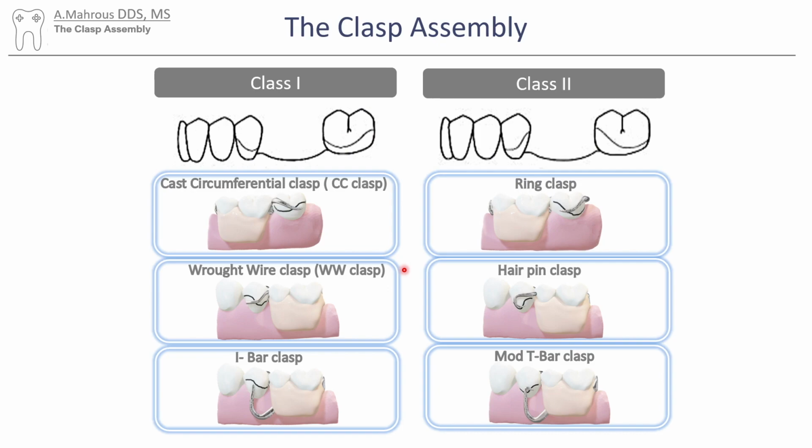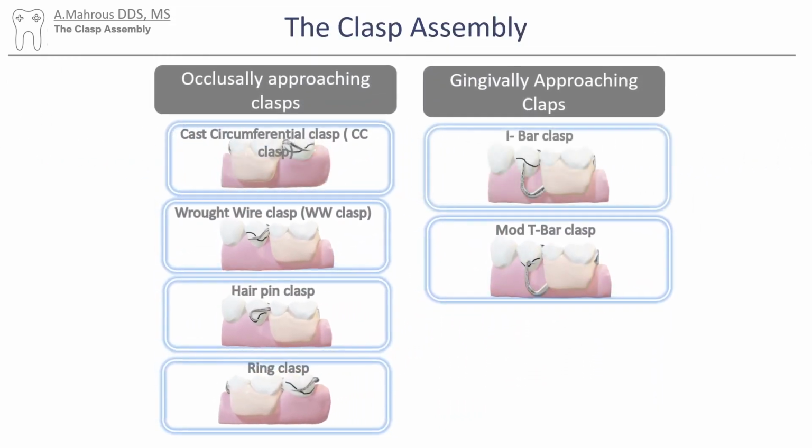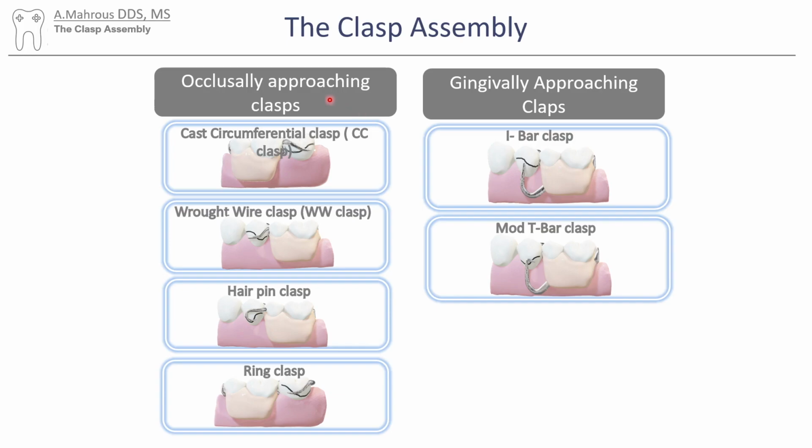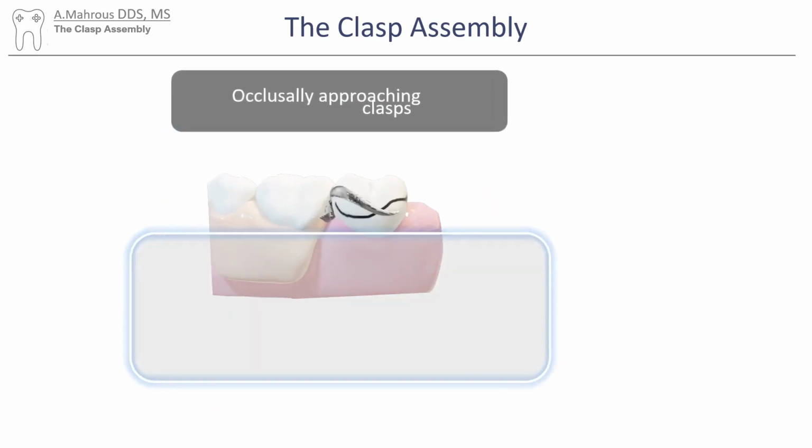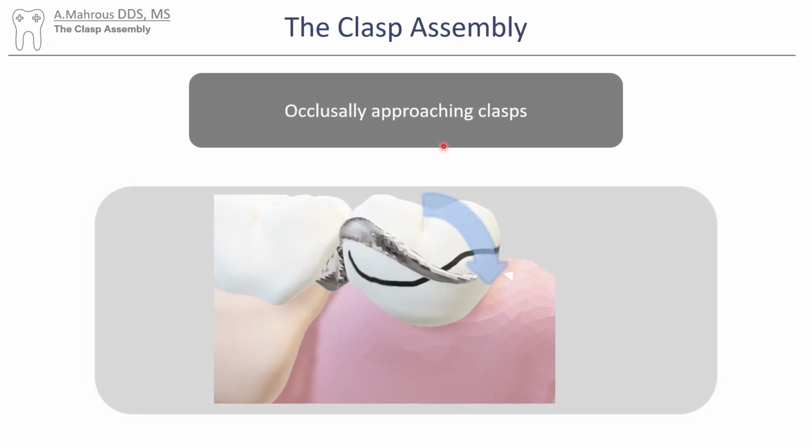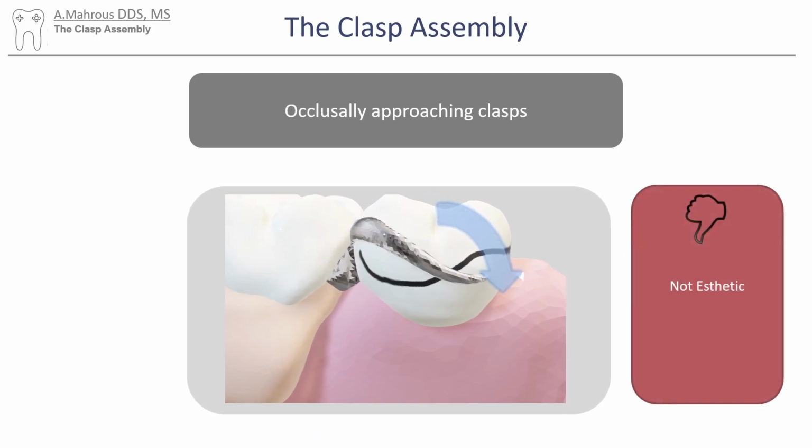In addition to categorizing clasps according to the survey line which they are used with, clasps can also be categorized according to their approach to the undercut into occlusally approaching clasps and gingivally approaching clasps. Occlusally approaching clasps approach their undercuts from an occlusal direction. While this is usually comfortable to patients, it's usually not very aesthetic, as the clasps are in a very visible position.